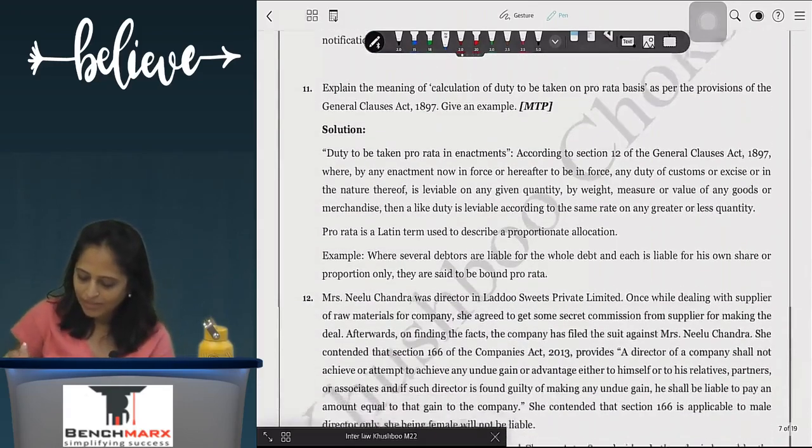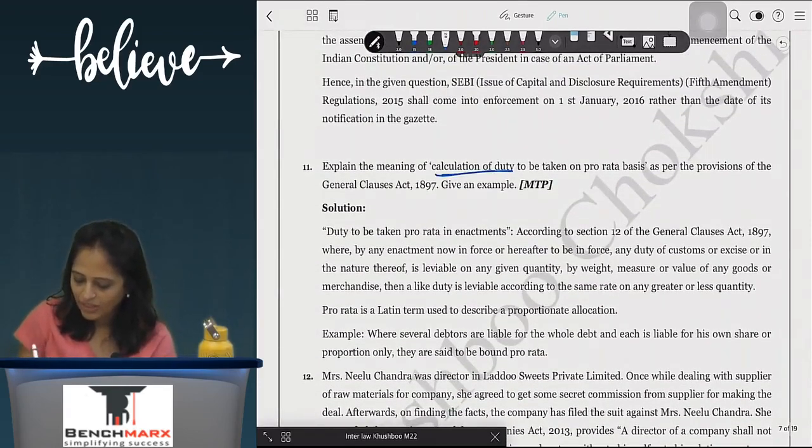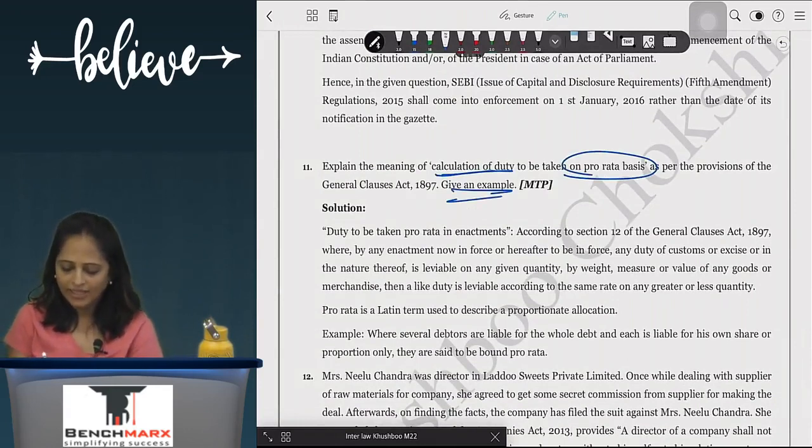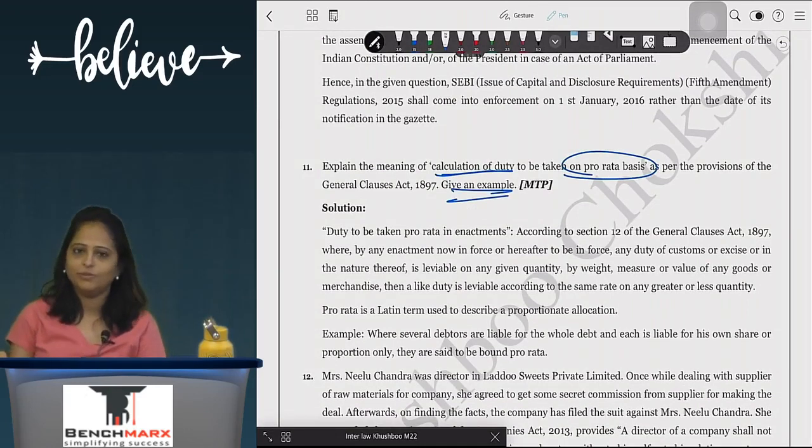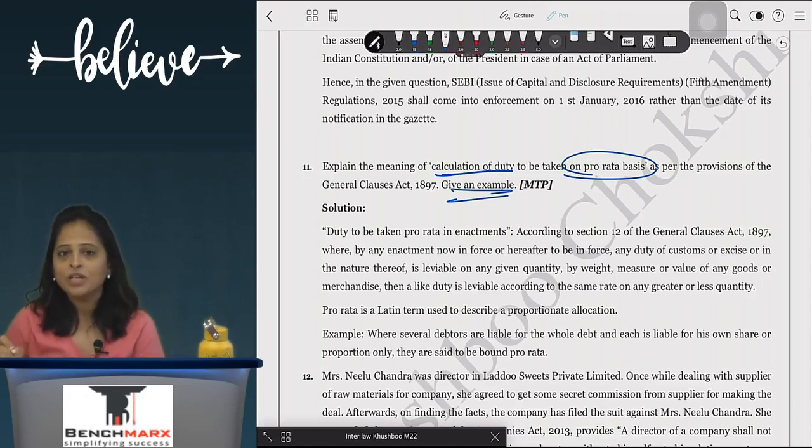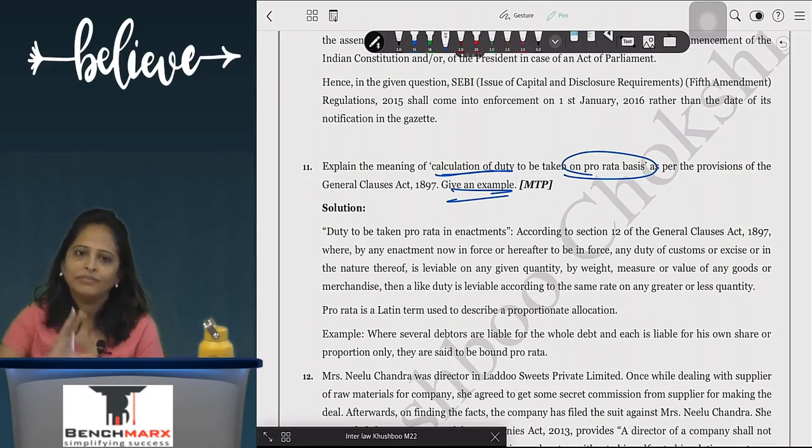Explain the meaning of calculation of duty to be taken on pro rata basis as per General Clauses Act. Give an example. So, you have to give an example. If you don't, then marks will be deducted. So, here you will have to say that how different duties are there, if it is given on basis of weight or volume or whatever the case may be. When you are calculating, you calculate it pro rata.